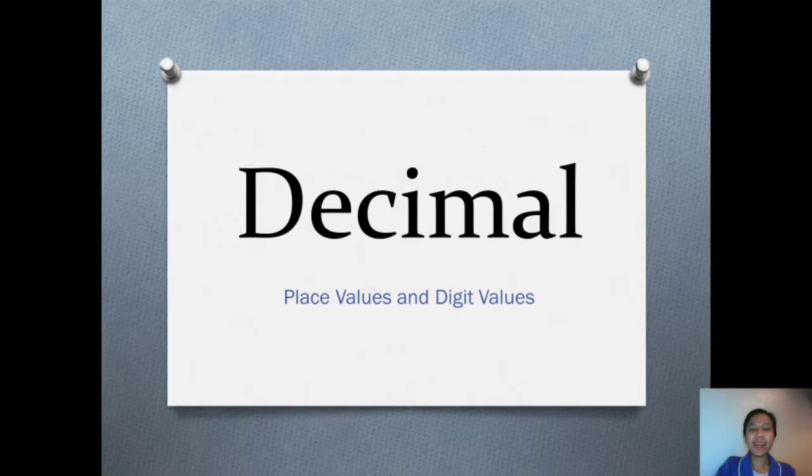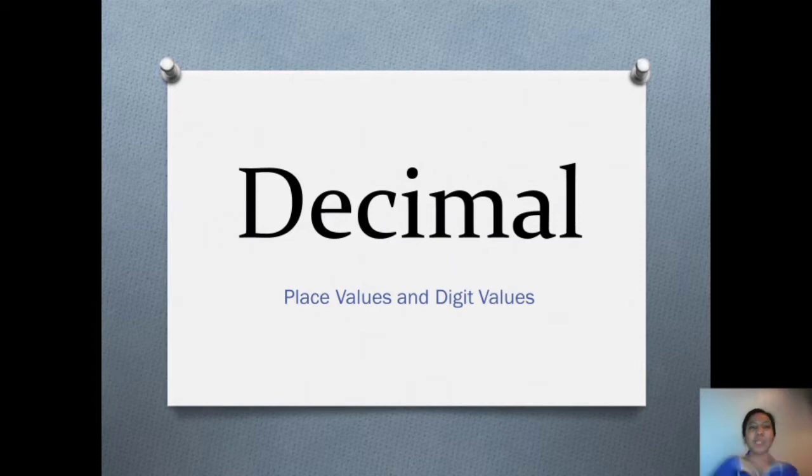So, this is your math lesson. Now let's talk about decimals. I know you are already familiar with this topic. Okay, so let's just talk about place values and digit values today.